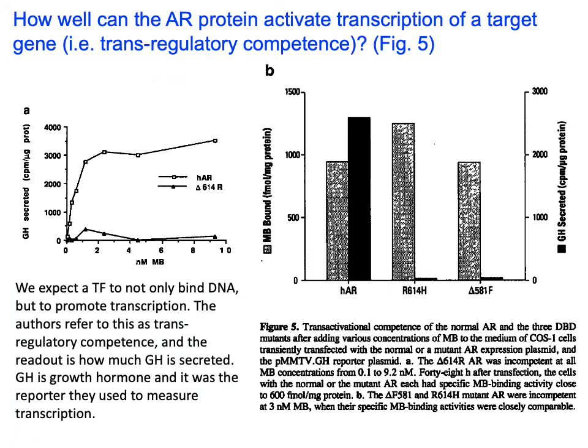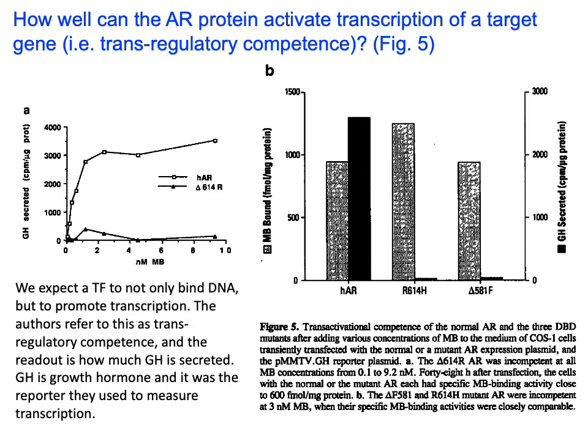Okay, in their last 2 experiments, they were addressing this one question: how well can the AR protein in patients activate transcription of a target gene? And they call this transregulatory competence. So remember, we expect transcription factors are not only going to bind DNA, but they're going to also promote transcription. And we saw that in the pathway for AR. So their readout is how much GH is secreted.